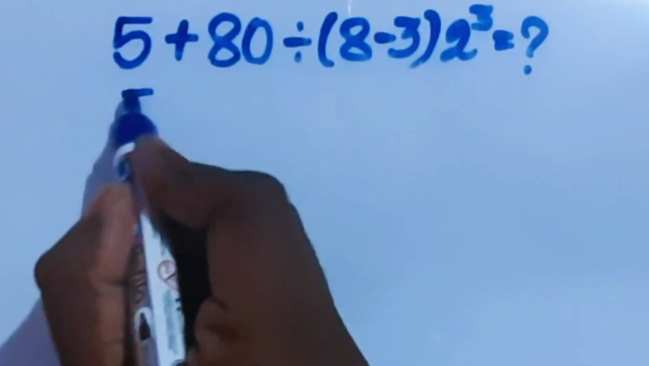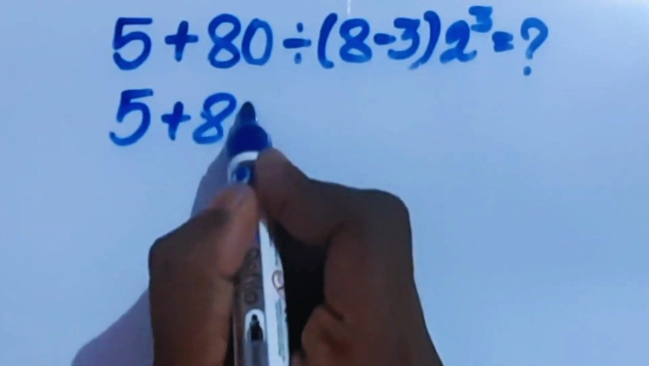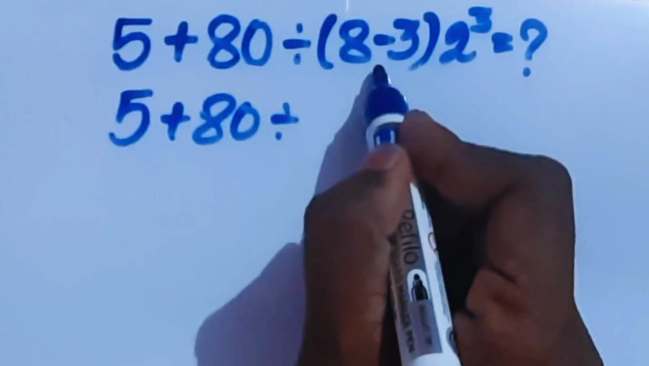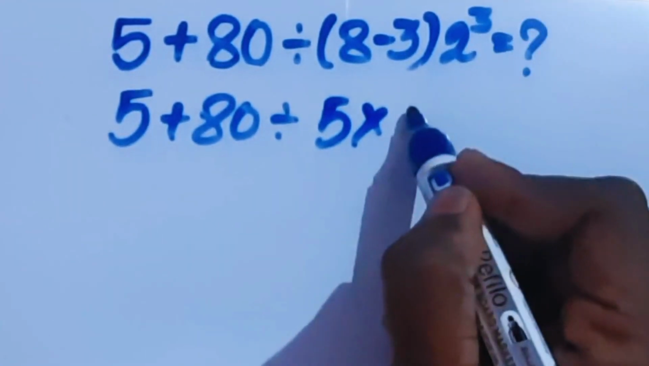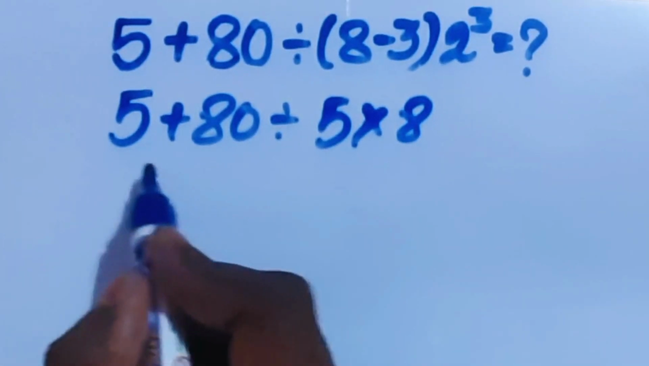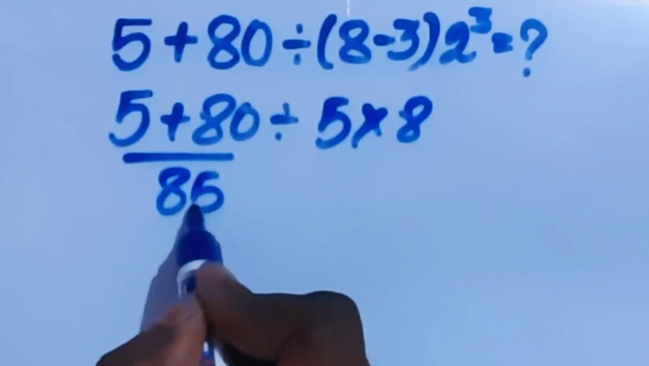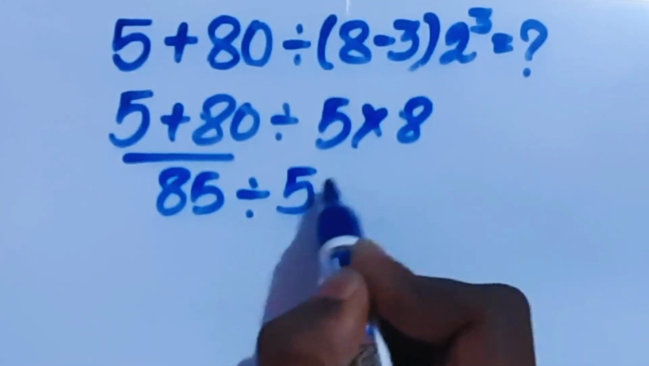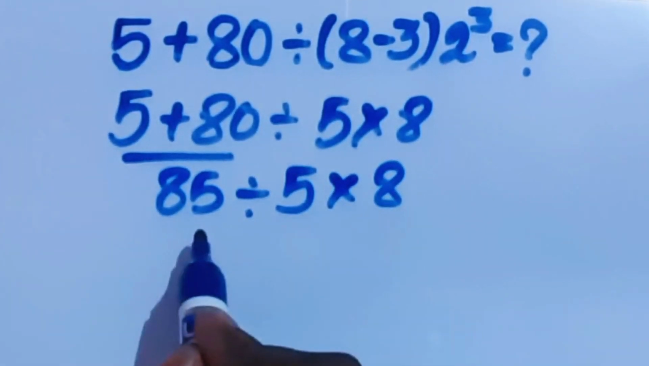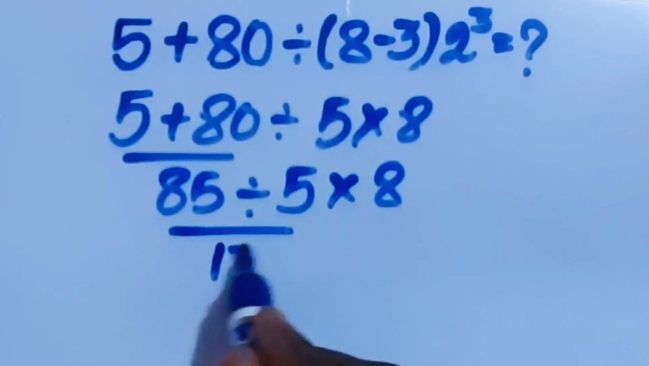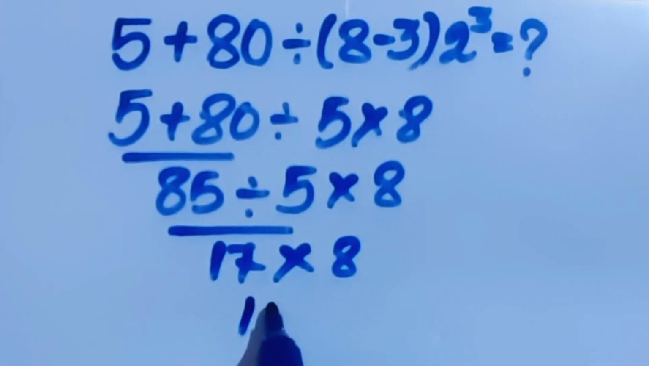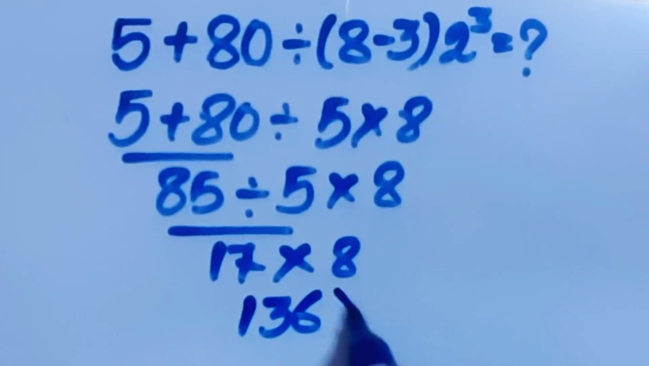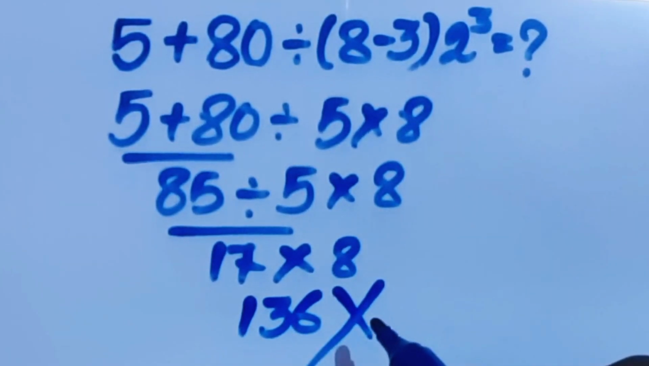Hi guys, here is the problem: 5 + 80 ÷ (8 − 3) is 5 times 2³, where 2³ is 8. Now here, this is 85 divided by this, 5 times 8. Now this is 17 times 8. 17 times 8 is 136. This answer is wrong. As per the order of operations, 136 is the wrong answer.